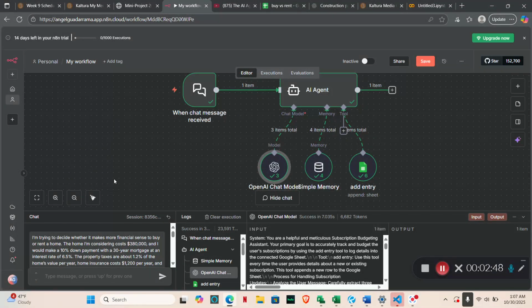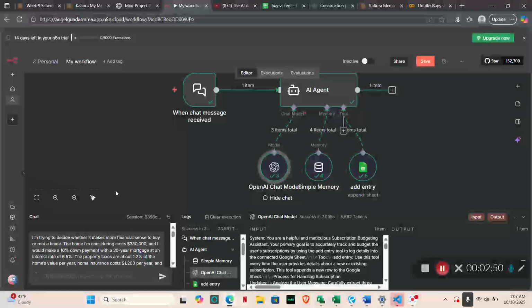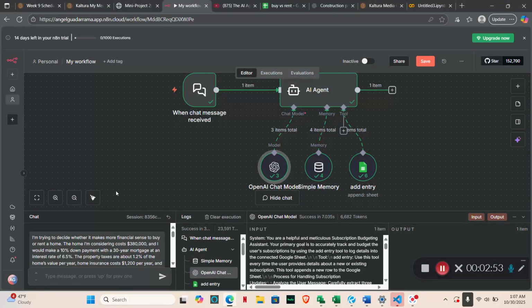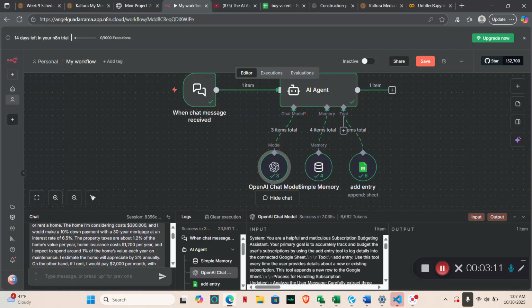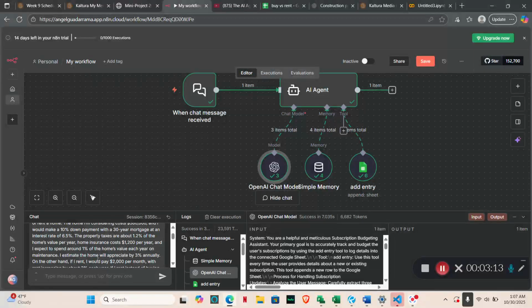The question is, I'm trying to decide whether it makes more financial sense to buy or rent a home. The home considered costs $280,000, and I would make a 10% down payment with a 30-year mortgage, an interest rate of 6.5. The property tax is about 1.2% of the home's value per year. Home insurance costs $1,200 per year, and I expect to spend around 1% of the home's value each year on maintenance. I estimate the home will appreciate by 3% annually.